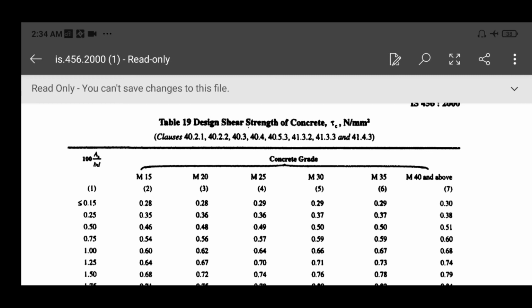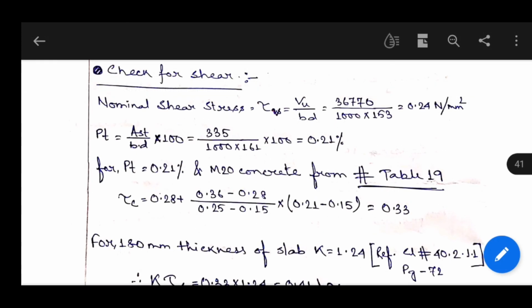That means 0.21 definitely lies between 0.28 and 0.36. We have to interpolate that. So now we have to interpolate. Now tau c is equal to 0.28 plus 0.36 minus 0.28 over 0.25 minus 0.15 multiplied by, within bracket, 0.21 minus 0.15. The value will be 0.33. So the tau c value is 0.33.